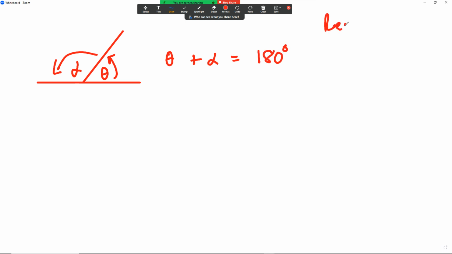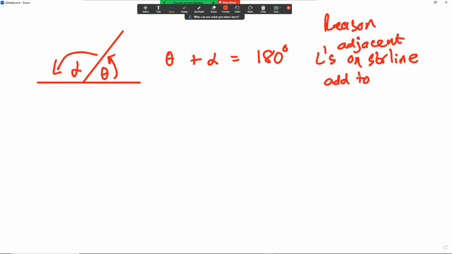And we say that the reason is because angles on a straight line, in particular, these two angles are right next to each other, so we can also add the word adjacent: adjacent angles on a straight line add to 180 degrees.